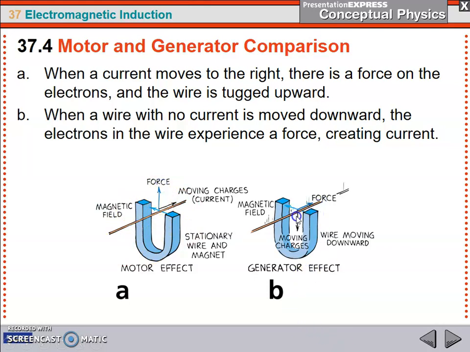The generator effect, I started to get it backwards in my mind. I don't want to say anything until I've got it straight in my head. The wire is moved downward. That's it. I got confused because this black arrow is pointing towards the words moving charges. That's what was confusing me. So you push the wire down, and then the electrons get moved in that direction.